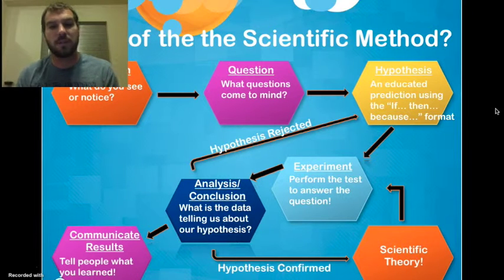So those are the main parts of the scientific method. Next, we're going to go into what the parts of an experiment are and how we go about setting those up. So hang in there.